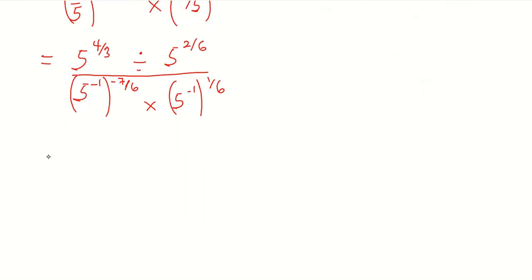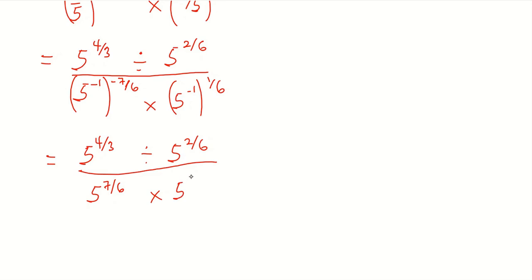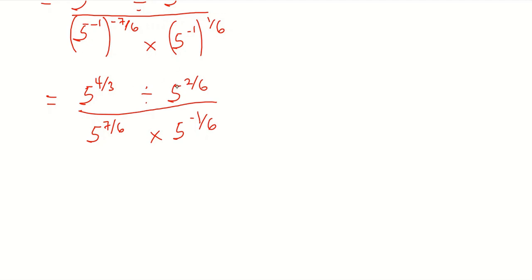And so we continue, and before we simplify the numerator, let's maintain it and simplify the denominator also. So 5 exponent 4 out of 3 divided by 5 exponent 2 out of 6, all divided by, now negative 1 times negative 7 out of 6 is 5 exponent 7 out of 6, times, when we multiply these two, we are going to have 5 exponent negative 1 out of 6. So with this, we can simplify the numerator.